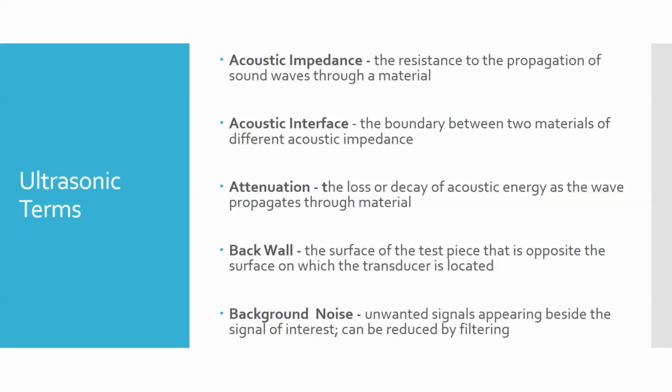Background noise is unwanted signals appearing beside the signal of interest. This can often be reduced by filtering. The nice part is, for the most part, there isn't a lot of extraneous ultrasound in the environment that we're dealing with. That's why we're using ultrasound. You can perform testing in the same manner in the audible range. The problem is there's a lot of interference out there in the audible range. If we were testing in the audible range that's similar to human voice, everybody's voice that's carrying through the air would cause some kind of interference with the signal.